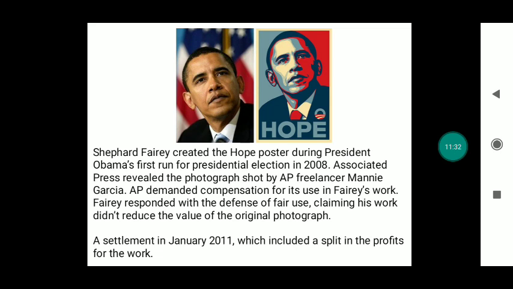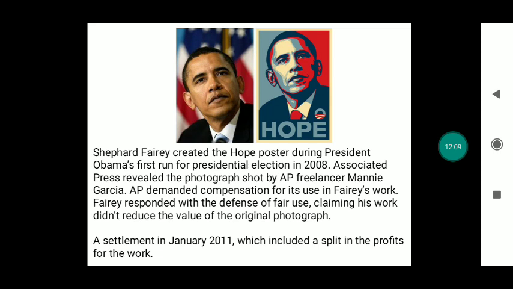An example is this photograph. Shepard Fairey created the Hope poster during President Obama's first run for president. But this photo was shot by AP freelancer Mannie Garcia. Fairey used this photograph without the permission of the person who shot it, that is AP freelancer Mannie Garcia. Hence, AP demanded compensation for its use in Fairey's work.